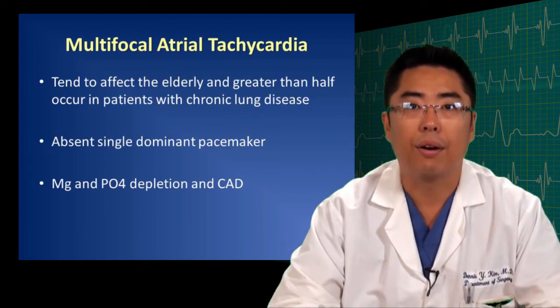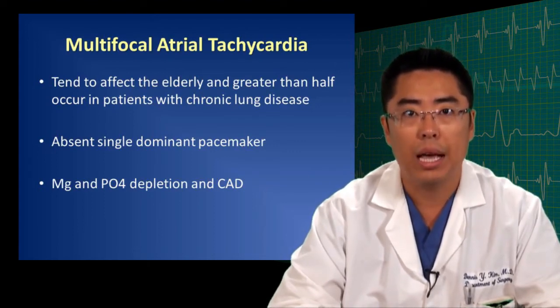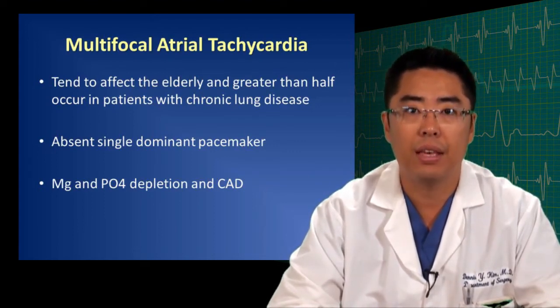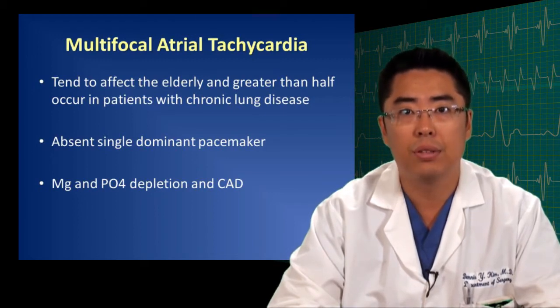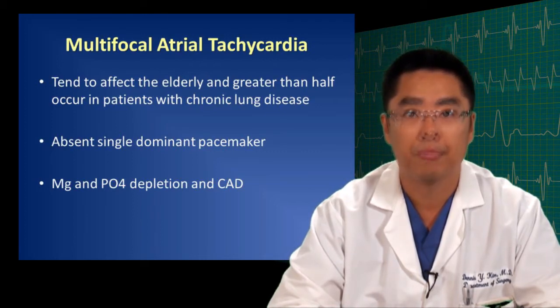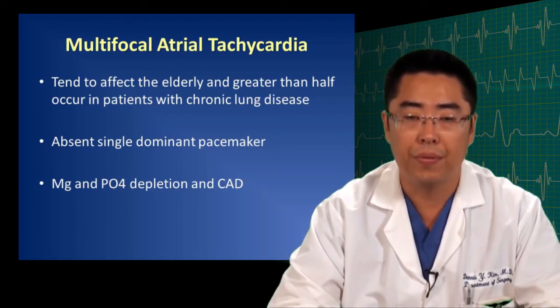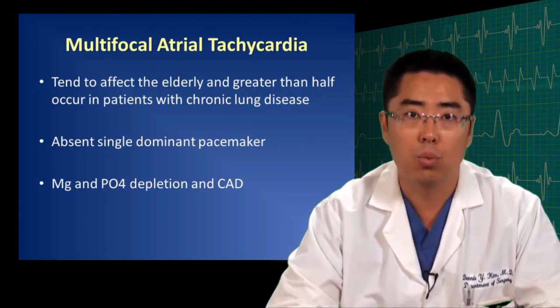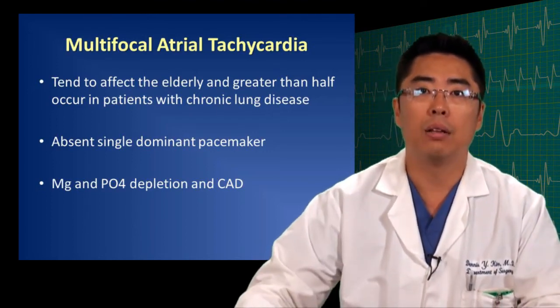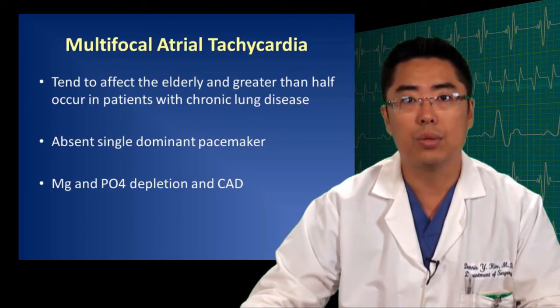Multifocal atrial tachycardia is an irregular atrial tachycardia which tends to affect the elderly, and more than half of these multifocal atrial tachycardias tend to occur in patients with underlying chronic lung disease. MAT is characterized by the absence of a single dominant pacemaker. There is also a significant association with electrolyte abnormalities, more specifically hypomagnesemia as well as hypophosphatemia and underlying coronary artery disease as well.